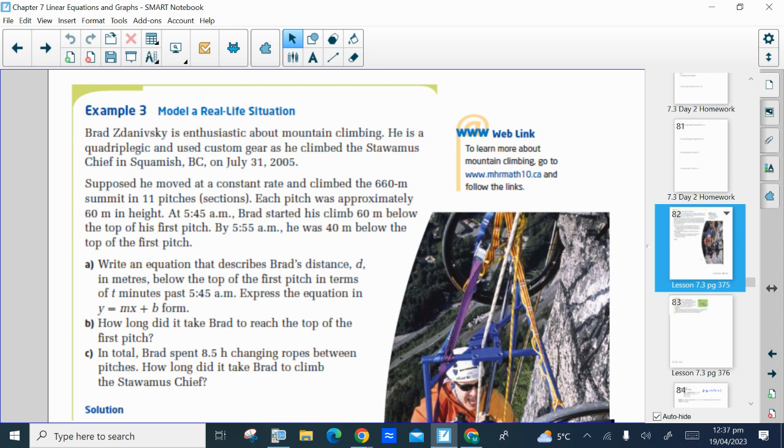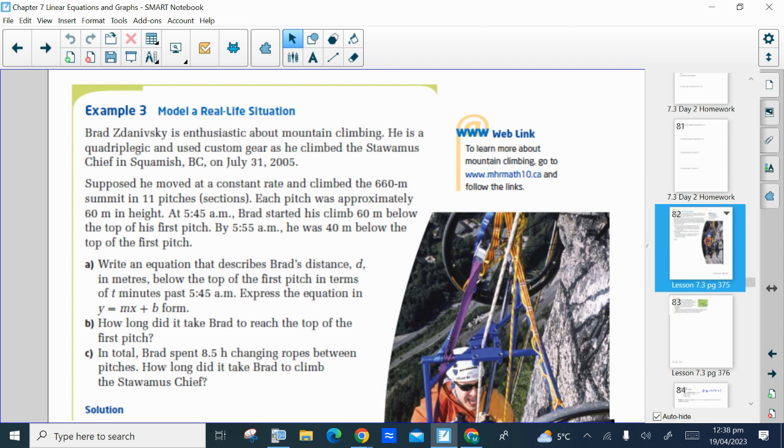At 5:45 a.m., he started his climb 60 meters below the top of the first pitch. By 5:55, he was 40 meters below the top of the first pitch. So that means that he traveled 20 meters in 10 minutes. That's what it means. So again, he's going to go to a total of 660 meters in 11 different sections.